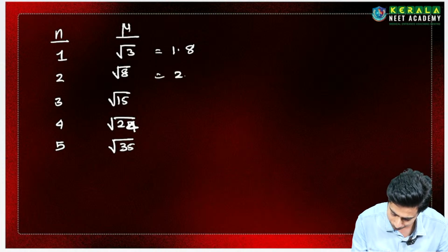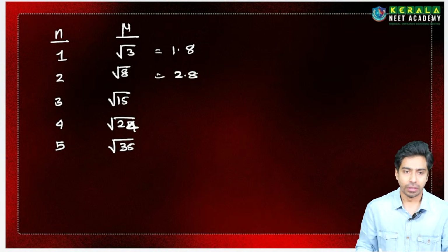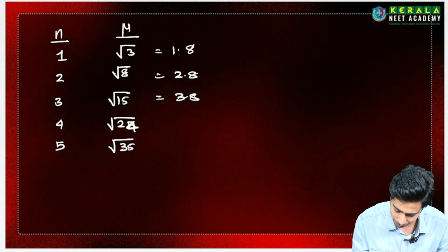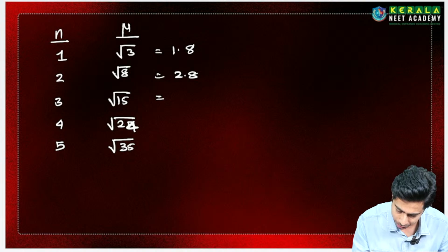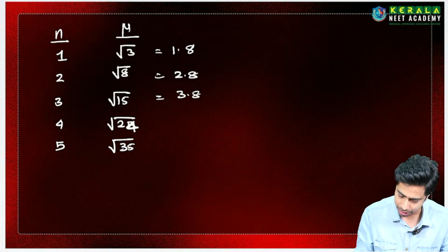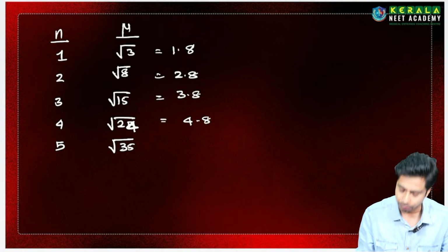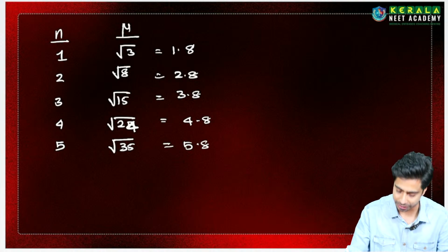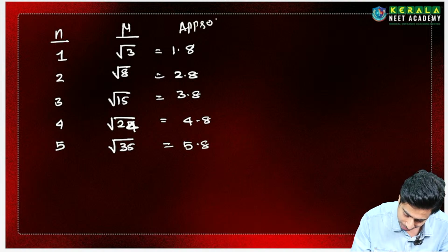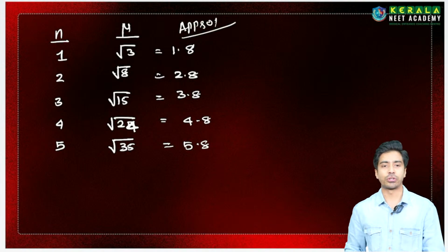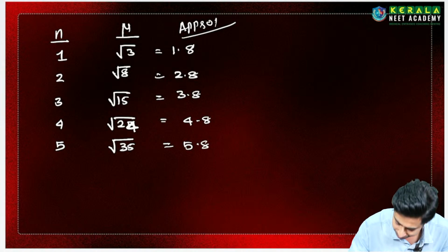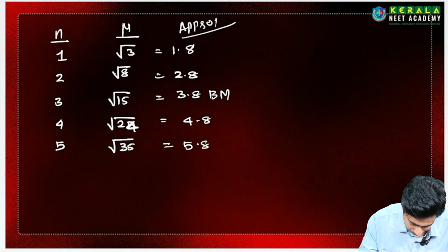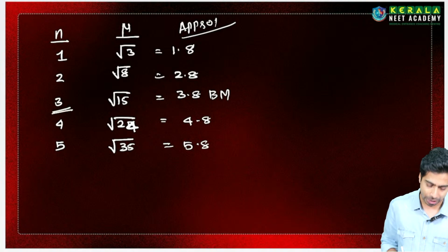Root 8, 2 unpaired electrons, is 2.8. 3 unpaired electrons is 3.8. What will be the magnetic moment if you have 4 unpaired electrons? It will be 4.8. 5 unpaired electrons is 5.8. All these are approximate answers, and this is enough for NEET. So if you get a question with the magnetic moment as 3.8 Bohr magneton, then the number of unpaired electrons will be 3.